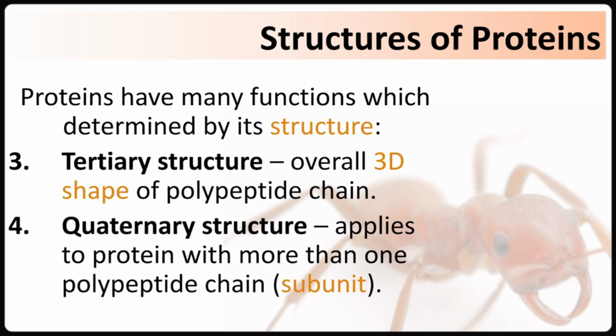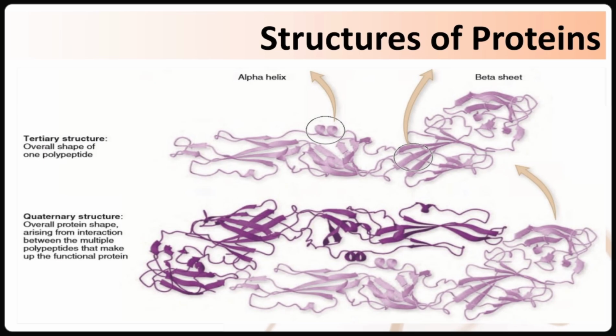Okay? Now, we also have tertiary structure and quaternary structure. Tertiary structure of proteins is the overall 3D shape of a polypeptide chain. The quaternary structure applies to protein with more than one polypeptide chain or subunit. Let's take a look at it. Tertiary protein structure is the overall 3D or three-dimensional shape of a single polypeptide chain. Take note of that, okay?